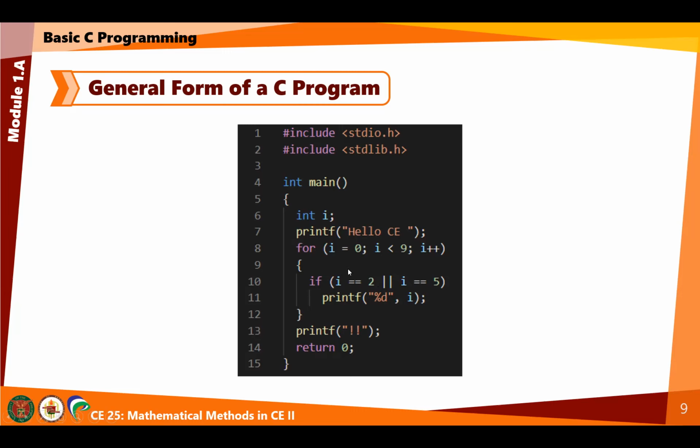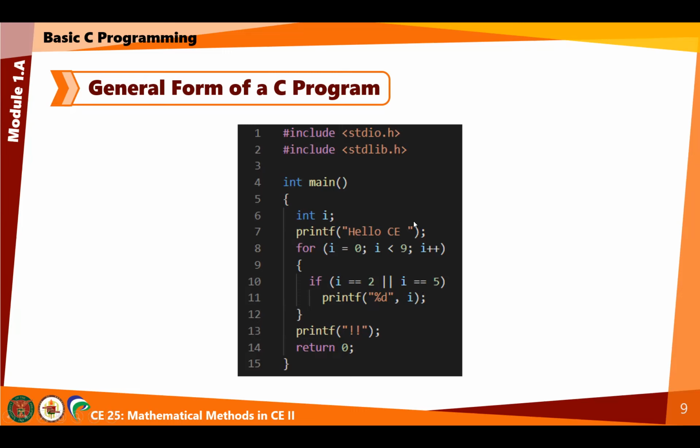So if I is equal to 2 or I is equal to 5, you print I. Okay? You print I. And then print double exclamation mark. Ayan. After you go into this for loop. Okay?